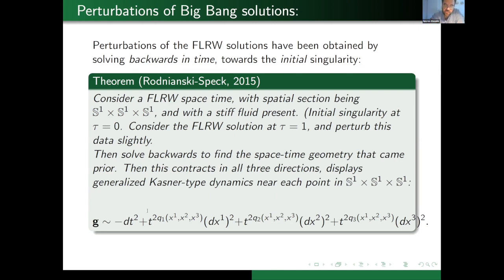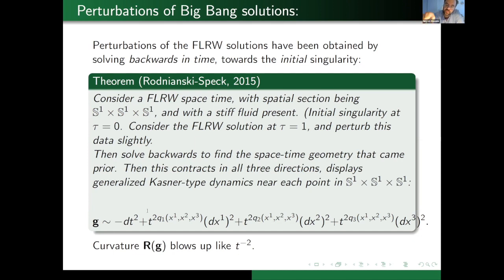Okay, so in other words, at each different point on S1 cross S1 cross S1 to which you go, you converge to a different Kasner solution, or a generalized Kasner it's called, a different one for each point. Okay, and how explicit are these things? This is just an existence result, so it's very difficult to write down explicitly these Q_j's, Q1, Q2, Q3. You just know that they exist.